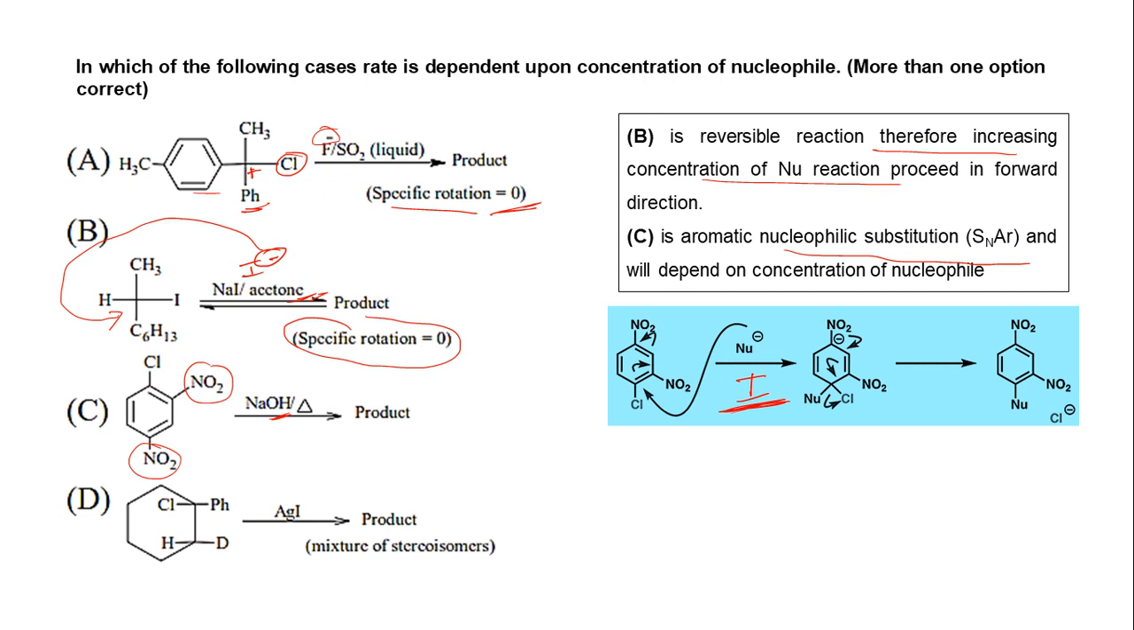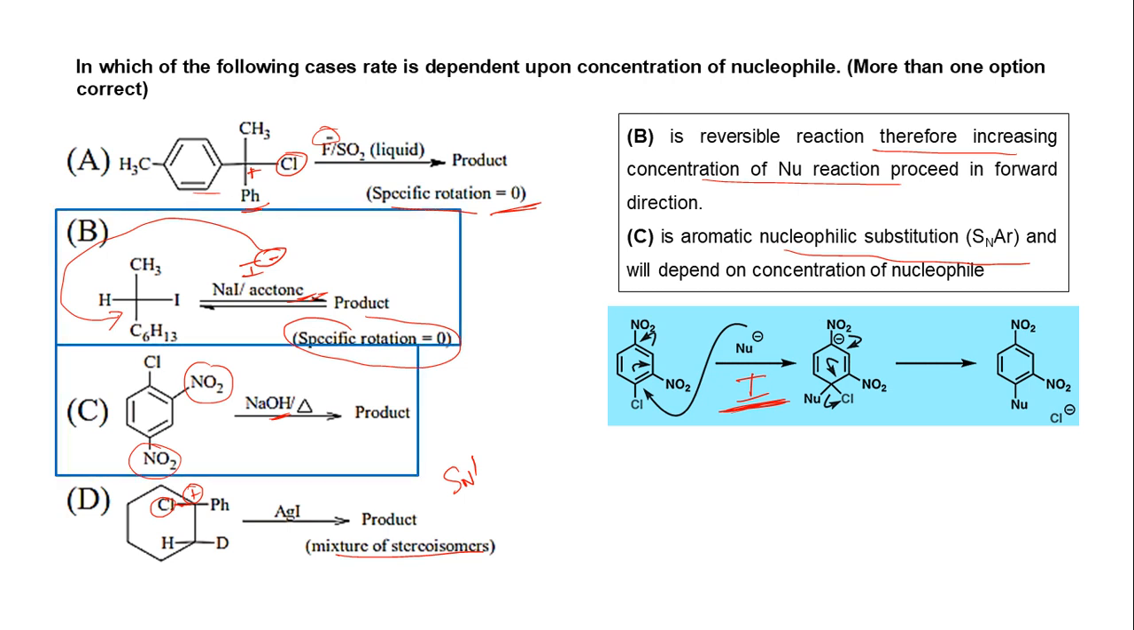What about the last one? The last one is, if you remove this chlorine, the positive charge is here, and this is 3 degree, as well as a phenyl group is there. So this is also very stable, just like the first reaction. So this will also be SN1, and here this information is also matching with SN1, that is a mixture of stereoisomers, both R and S. So that is why this is not dependent on the nucleophile concentration. So B and C should be the correct options.